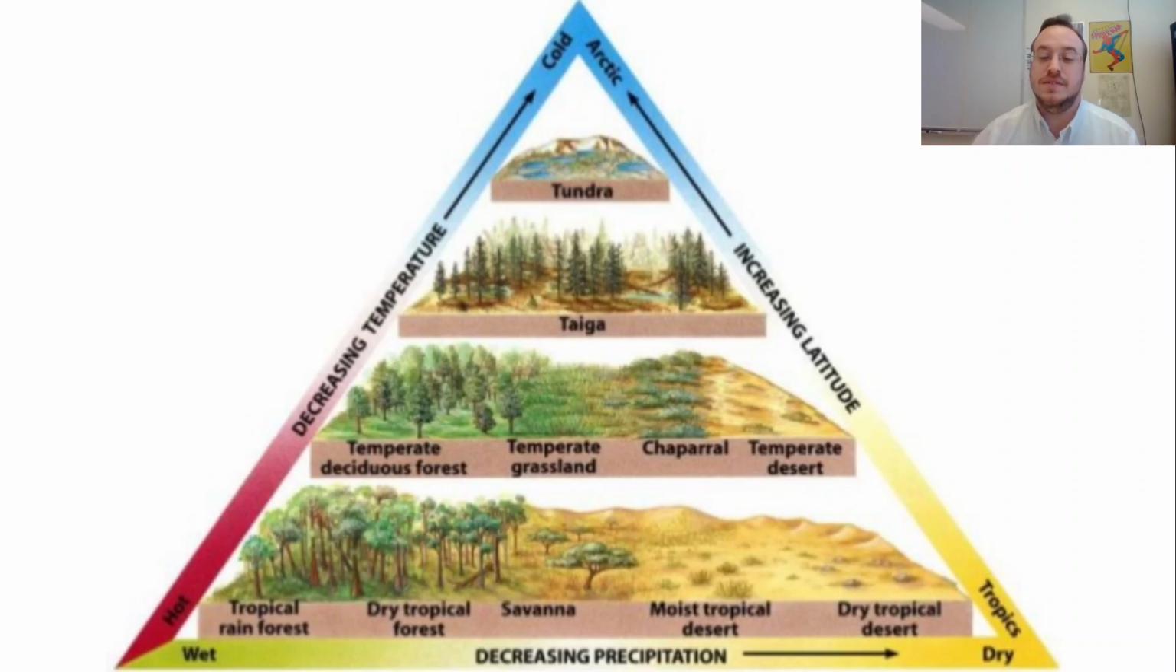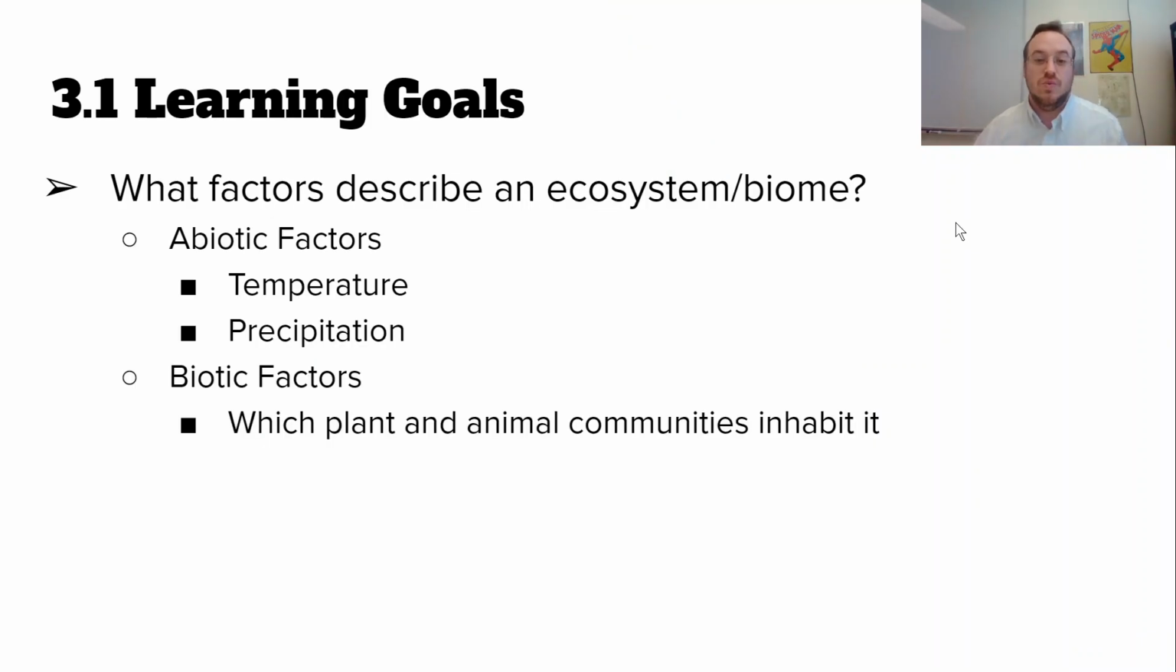Okay? So when we are talking about describing an ecosystem or a biome, we need to make sure we're going over the abiotic factors and the biotic factors, right? So we've got temperature and precipitation are our main factors for abiotic. And for biotic factors, we're looking at which plant and animal communities inhabit it. All right, remember that is one of our vocab words now, community.